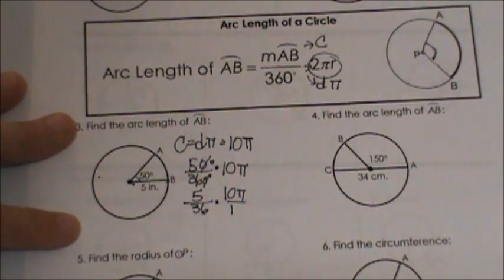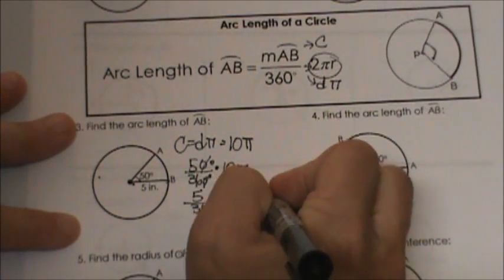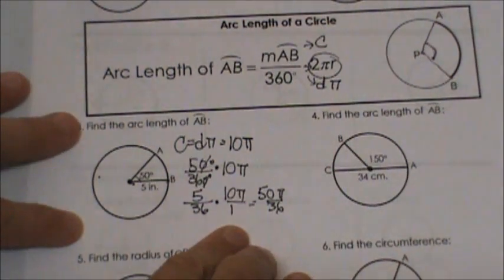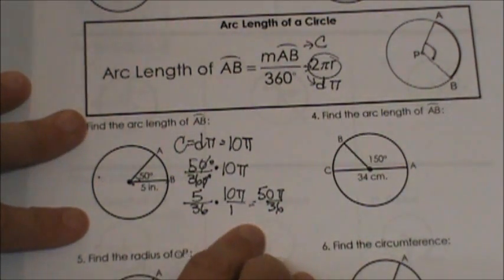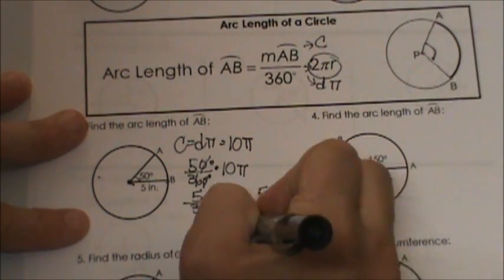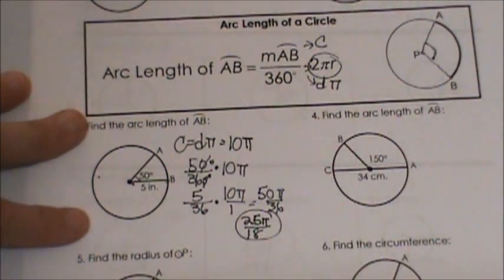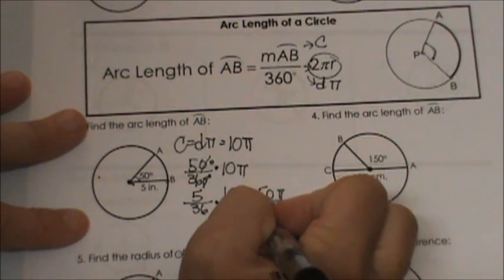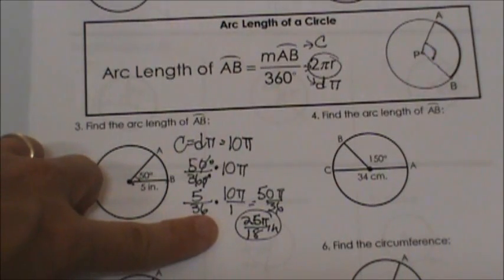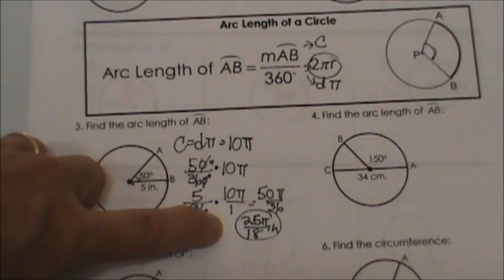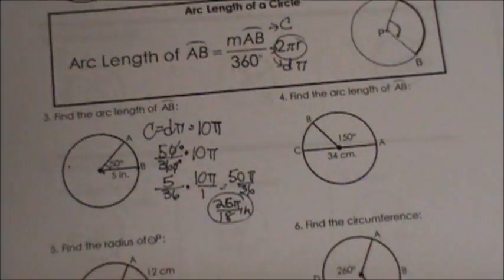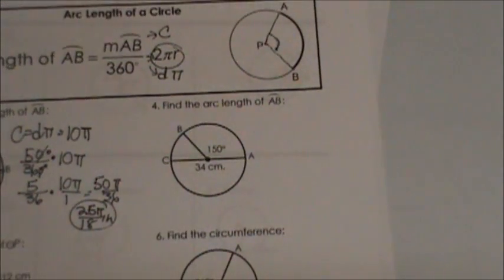over 1, right? We always have it over 1. So I have 50 pi over 36. And that will reduce. Both are divisible by 2. So what's that going to be? 25 over 18 pi, or 25 pi over 18. And that would be in inches. And there we go. That's an exact length. So if you're asked for exact lengths, you're going to keep it in terms of pi and no decimals. And that's your answer. Okay, so let's see if we can figure this next one out.